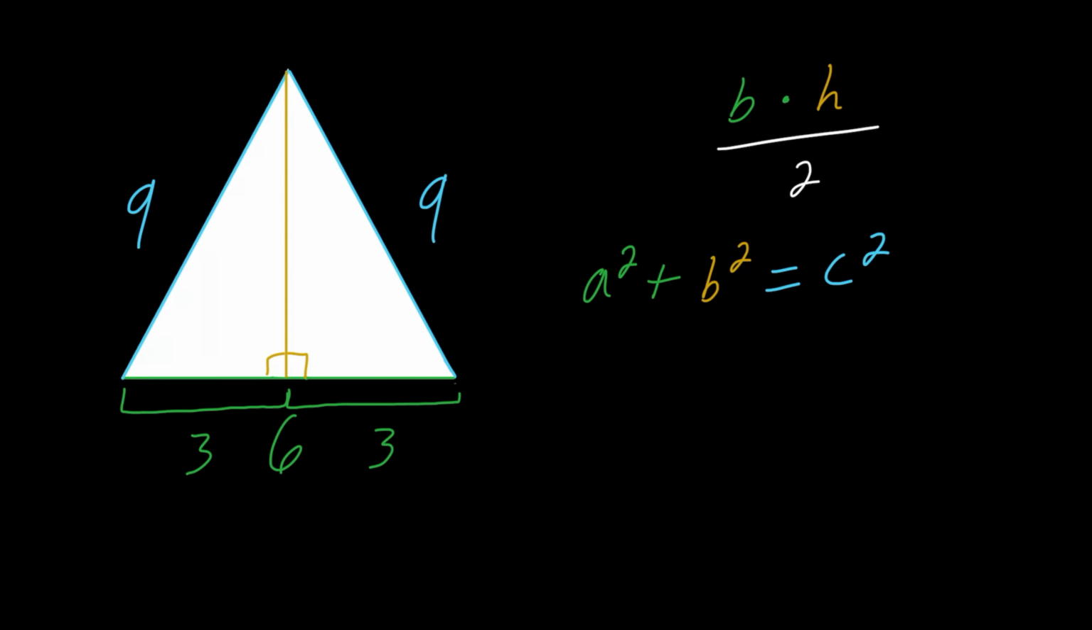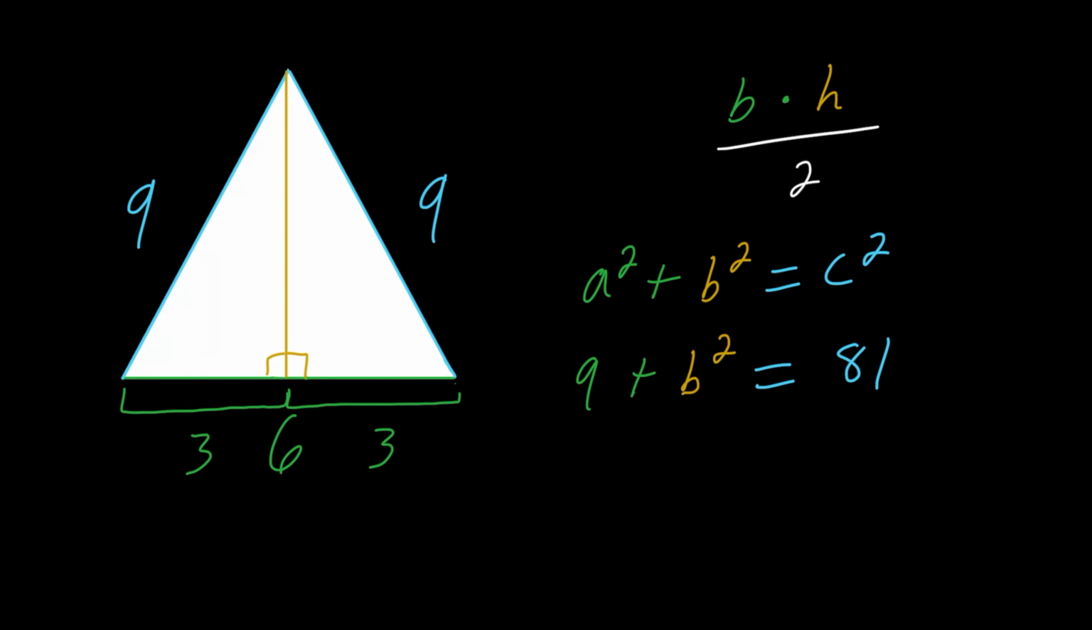What is a squared? Well, we know a is right over here. This length right here, 3. What is 3 squared? 9. So let's input that. 9 plus b squared. We don't know what b squared is yet. That's what we're trying to find out. Equals our c squared. Now what is c? c equals 9. That's our hypotenuse. What is 9 squared? It's 81. So we can write in 81.